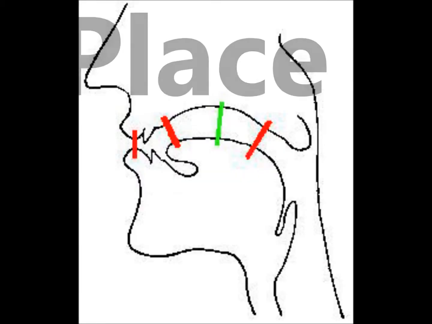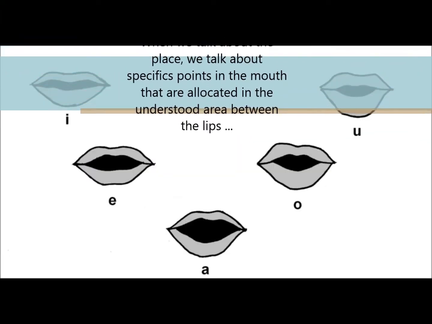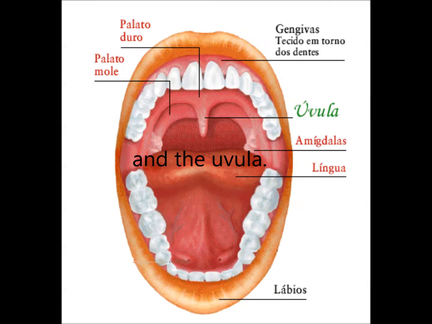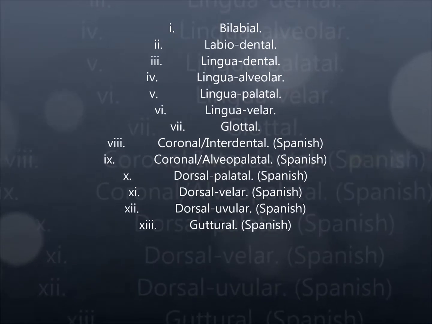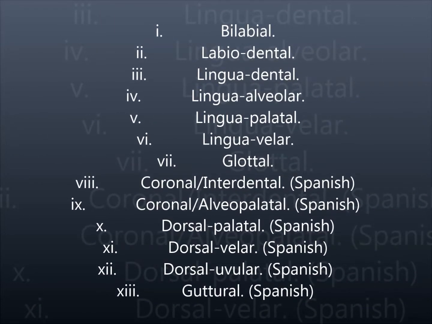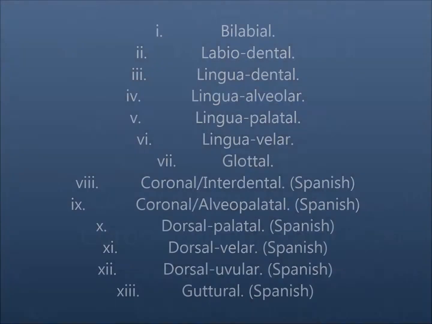Place. When we talk about the place, we talk about specific points in the mouth that are allocated in the understood area between the lips and the uvula. According to the place, a consonant can be bilabial, labiodental, linguodental, lingualveolar, linguopalatal, linguovelar, glottal, coronal interdental, coronal alveopalatal, dorsal palatal, dorsal velar, dorsal uvular, and guttural.